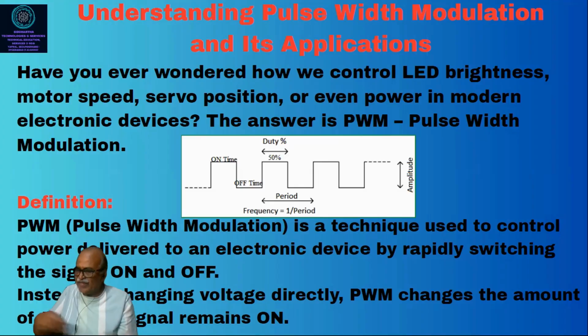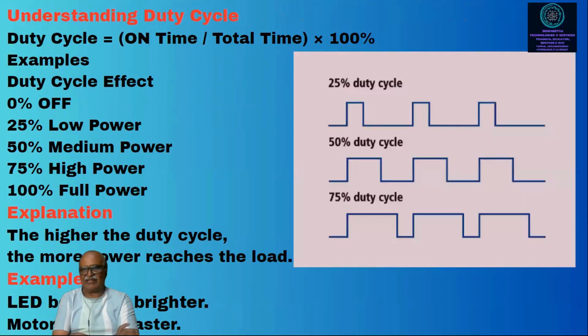Now we'll come to the next slide. Understanding duty cycle is very important. On the right hand side you can see 25% duty cycle, this is 50%, almost double the size, and this is 75% duty cycle. This is the on time. These are the on and off cycles. How is it calculated? Duty cycle is equal to on time divided by total time, multiplied by 100%.